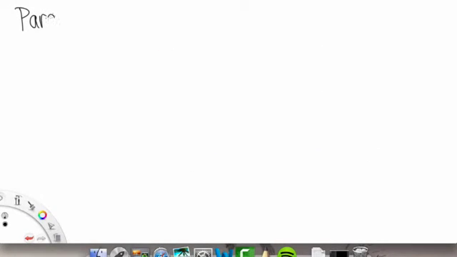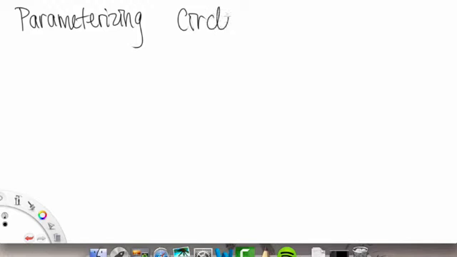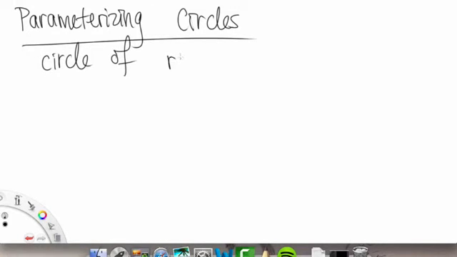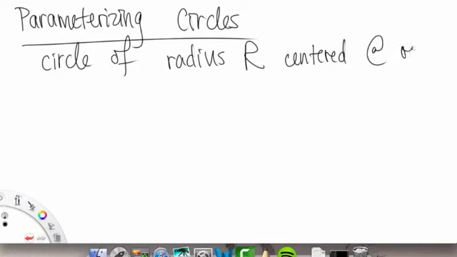Okay, so this is something a little bit new. Parametrizing circles. So for a circle, let's say we have a circle of radius R, centered at the origin. In this case, like I said, we're just working in 2D right now, so the origin would be (0, 0).